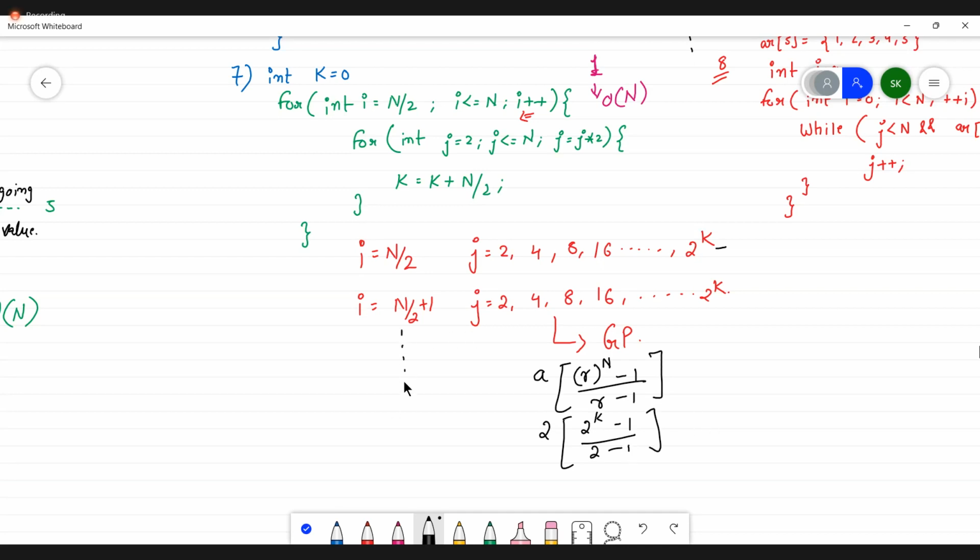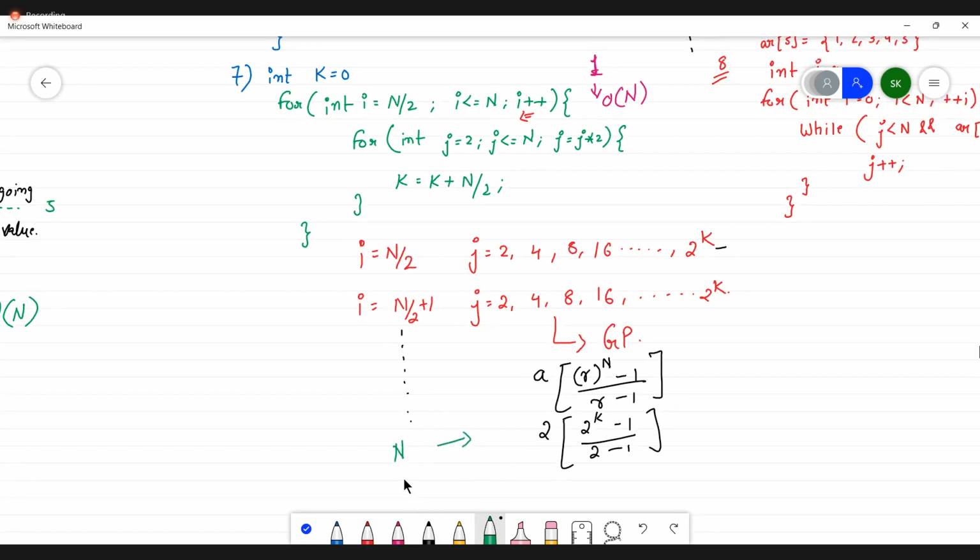And what about the outer loop? How many times is it going to continue? Can you tell me the complexity for the outer loop? Outer loop is running linearly from n by 2 till n. So overall, we can write it as n. Okay, n time complexity. Correct.